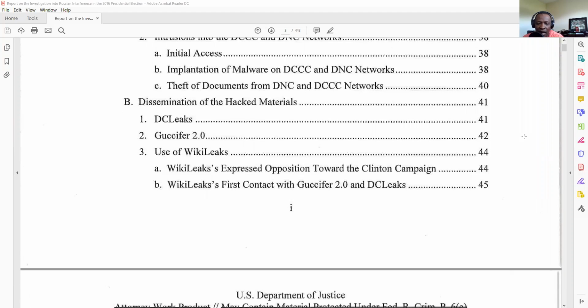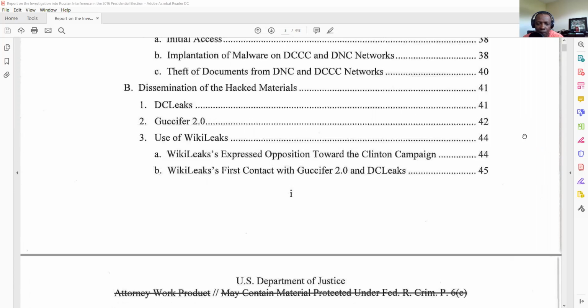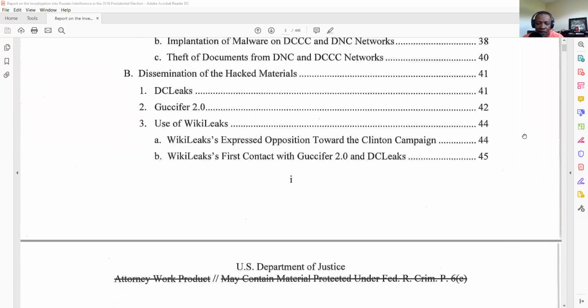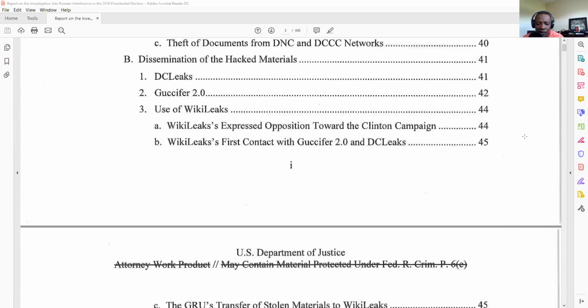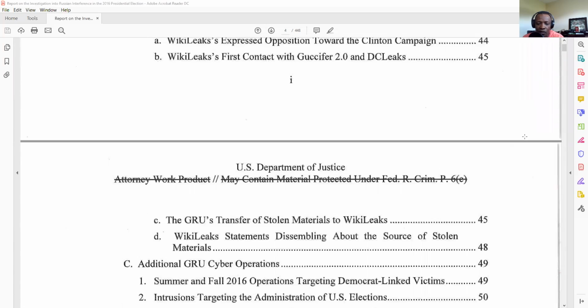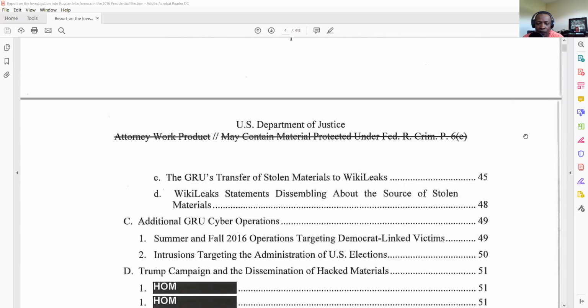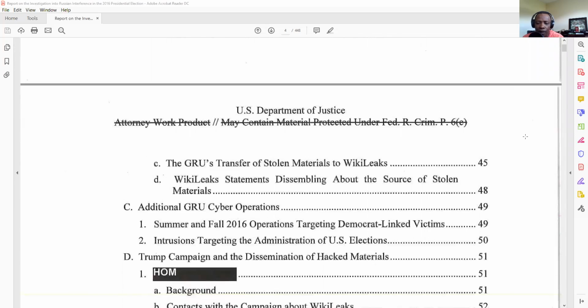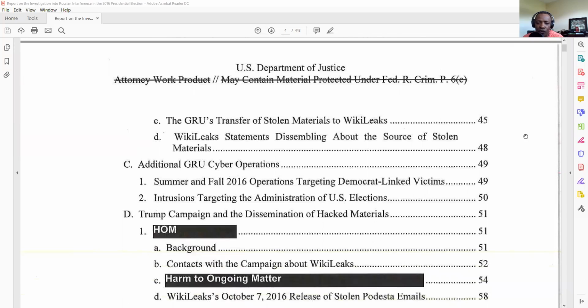Within WikiLeaks, you have A, WikiLeaks expressed opposition towards the Clinton campaign. B, WikiLeaks' first contact with Guccifer 2.0 and DCLeaks. C, the GRU's transfer of stolen materials to WikiLeaks. D, WikiLeaks statements dissembling about the source of the stolen material. And then C is the additional GRU cyber operations.